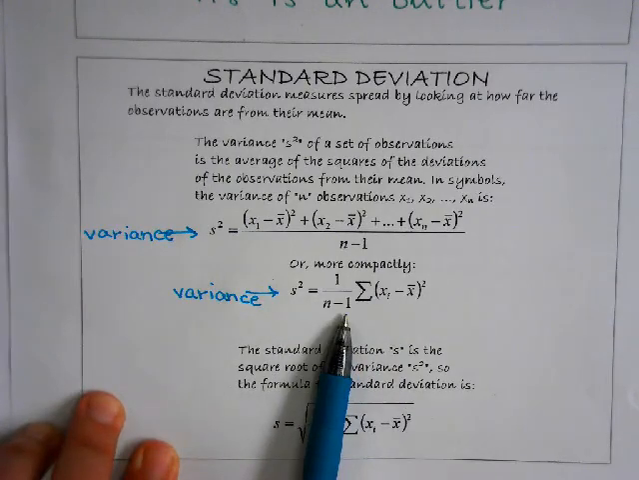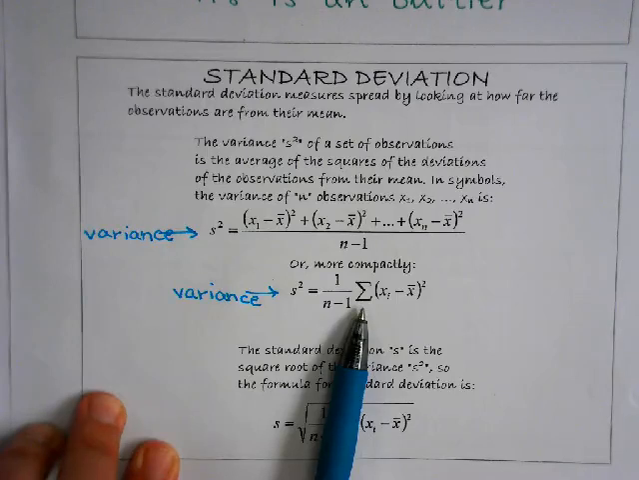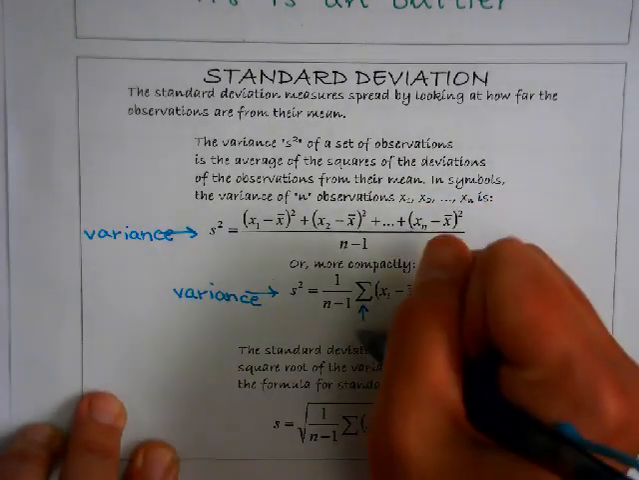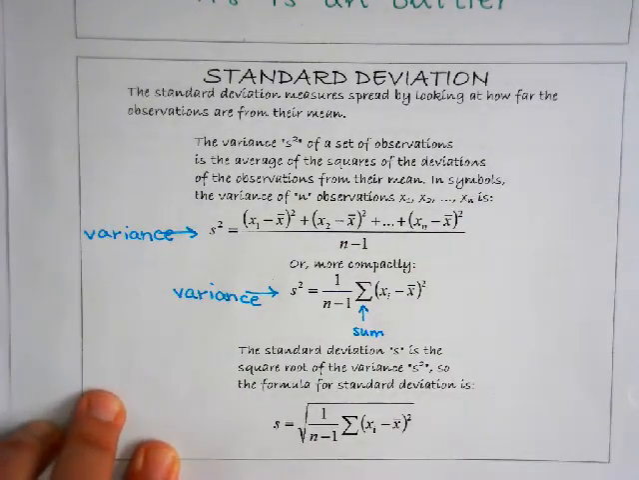This symbol means add everything together. So if you've never seen that before, it's the summation symbol. It means we're going to add. And we're going to add all our observations minus the mean squared.